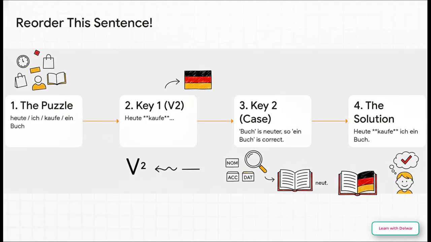We apply key 1. If we start with heute, then our verb, kaufe, has to come second. So we have heute kaufe. Awesome. Now for key 2. Is book masculine? Nope, it's neuter, so ein Buch stays exactly as it is. We just slot our subject ich in after the verb, and there it is, our solution. Heute kaufe ich ein Buch.